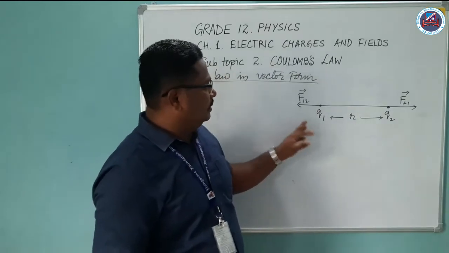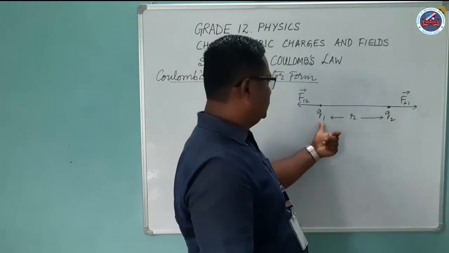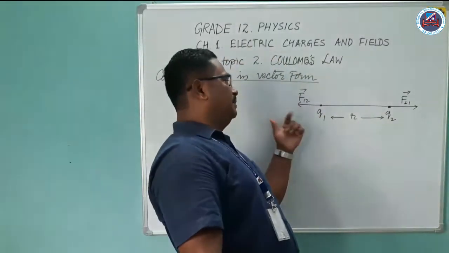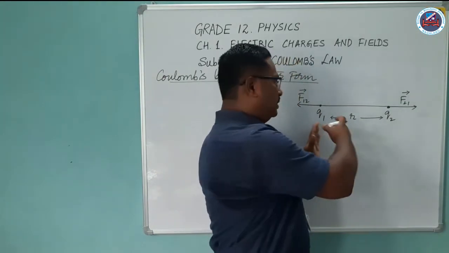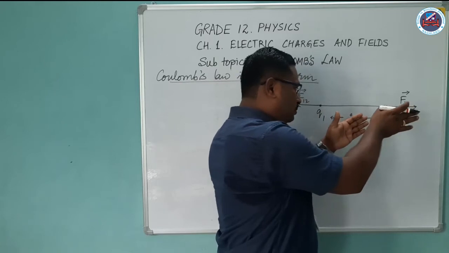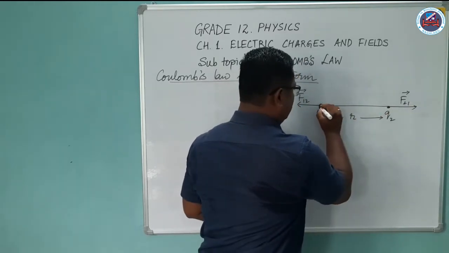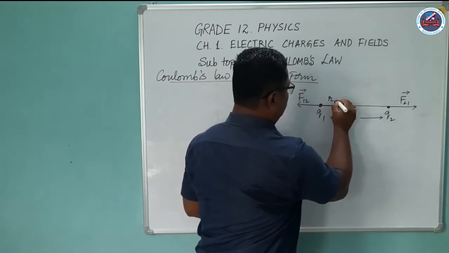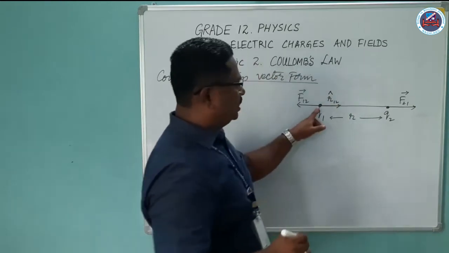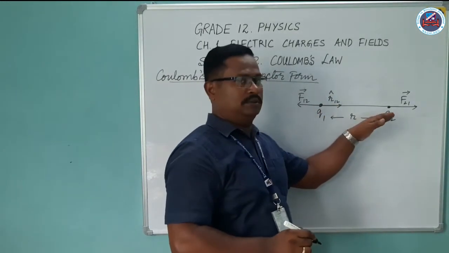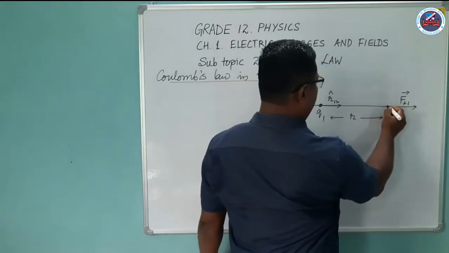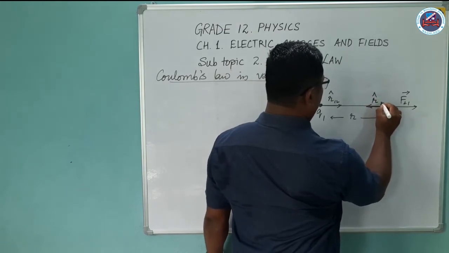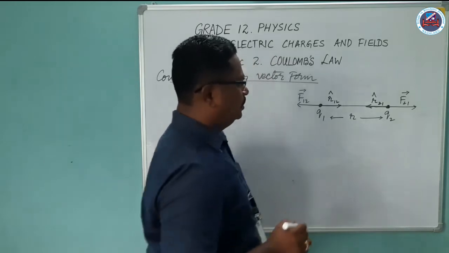Now, unit vectors. These two charges Q1 and Q2 are interacting with each other. So the interaction is not this side, it is on the forward side. Q1 is experiencing the interaction towards the right side. So the unit vector, when you represent it, we represent it as R12. That means the first charge is acting towards the right, and the second charge is acting towards the left. So the unit vector we represent as R21. So this is a representation.